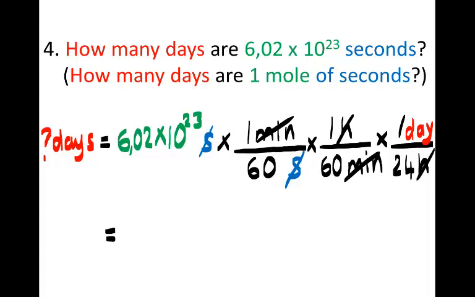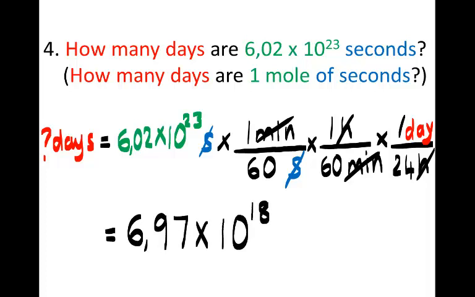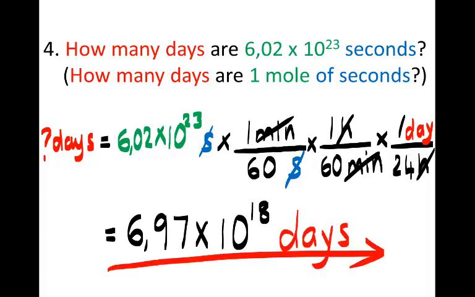6,02 times 10 to the power 23. Divide by 60. Divide by 60. Divide by 24. Gives us 6,97 times 10 to the power 18, and the unit is days. That is a lot of days. 1 mole of seconds is a huge number of days.